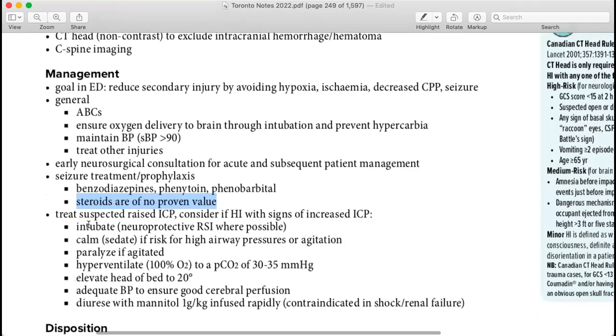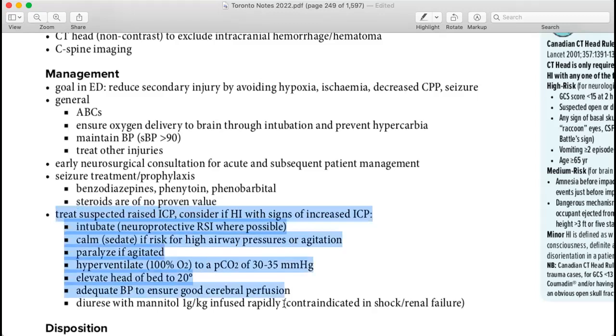Then intubate. So this is important: how you are going to manage the person who has increased ICP. Starting with calm, intubation, paralysis, hyperventilation. Then elevate the head, adequate BP perfusion, and mannitol. These are the three main basic things if you have to write them down in CDM. Otherwise, you can choose everything.